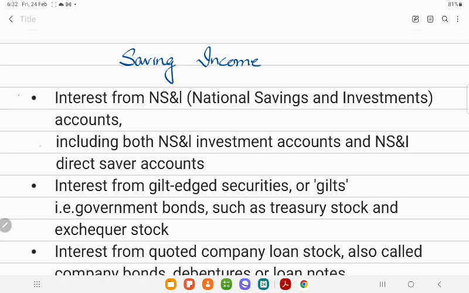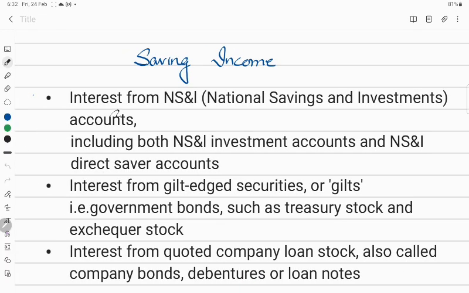Next, our topic is saving income. First, interest from National Savings and Investments accounts. These include both the NSI investment account and the NSI direct saver account.